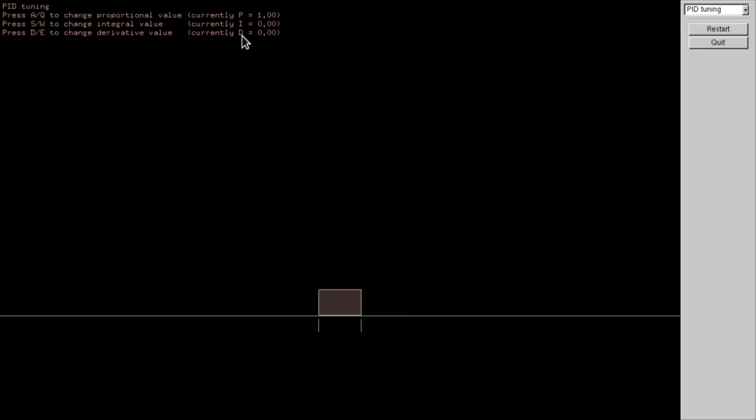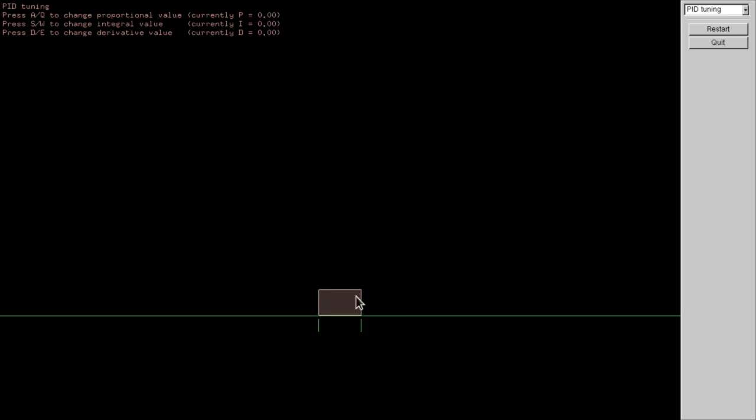So at the moment, when you start this up, you'll see that we have P at 1, and I can use the A key to reduce that, and the Q key to raise it, like this. So I'm just going to put all of these values to 0 to begin with, like this. Keep going, should get to 0.